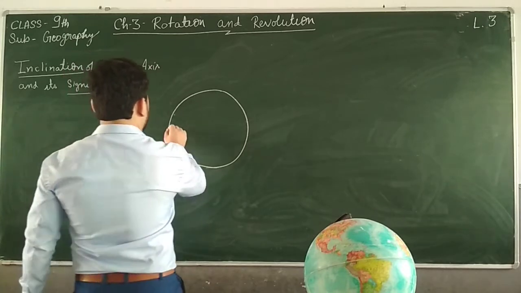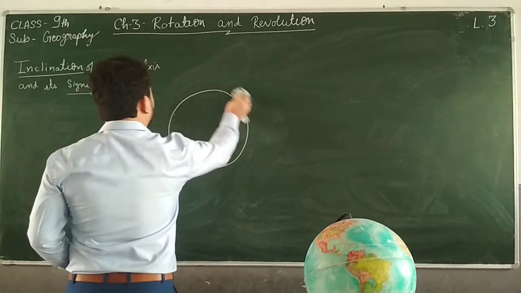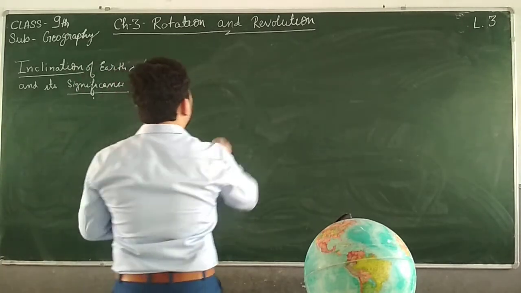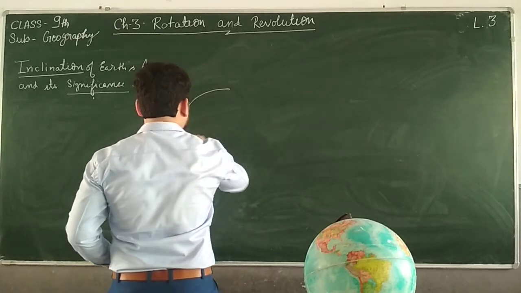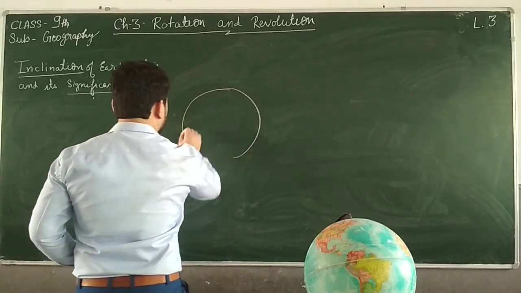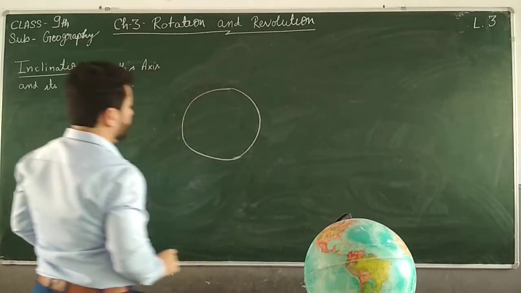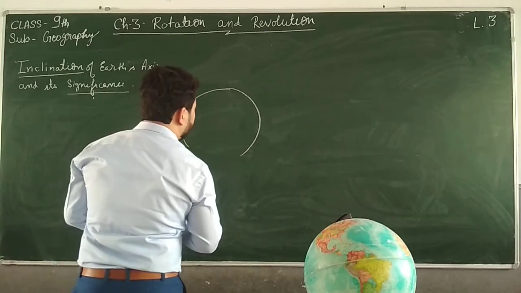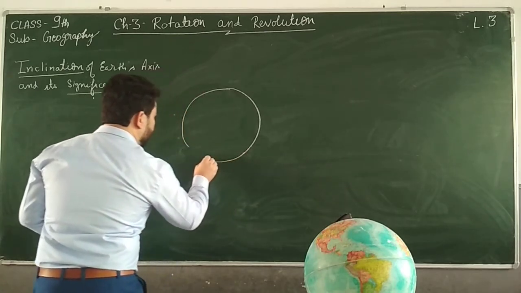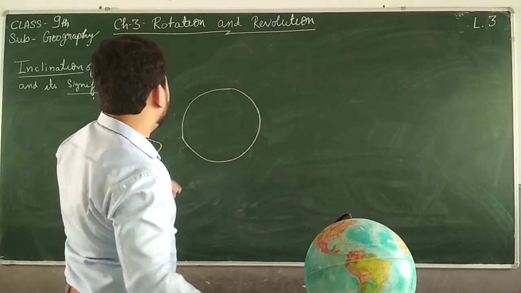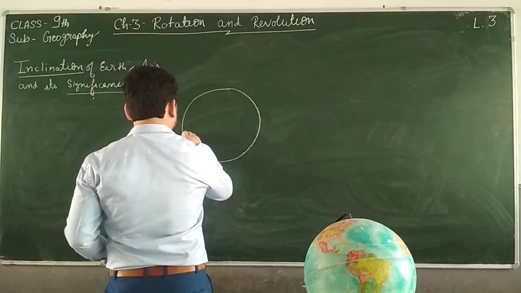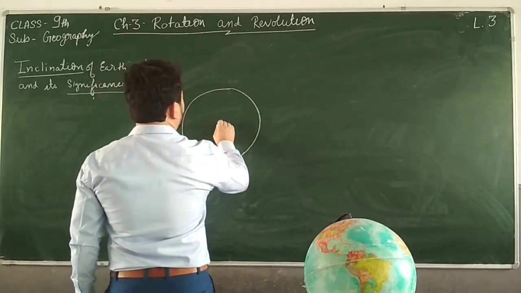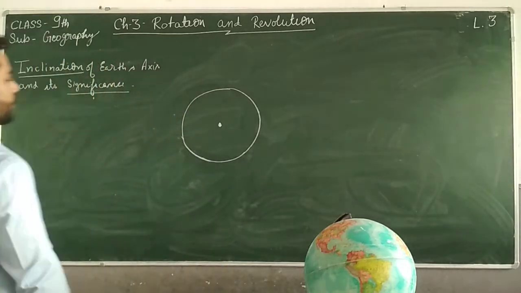Okay, it became a bit too round. Okay, let it be a rotten tomato. Right? Now, suppose this is earth, right? And this is the center of the earth. Clear? Center of the earth.